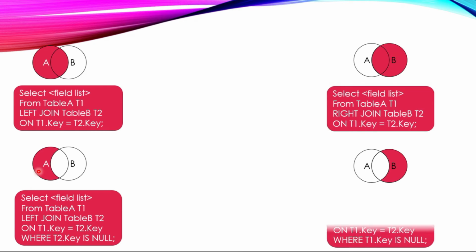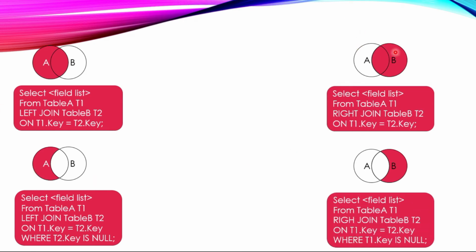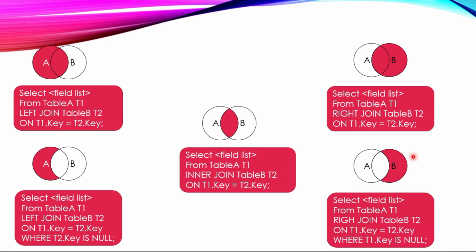This is your right join. Here you can see the right table plus the equal value of table A will be displayed. Only the value which does not match table A will be displayed to you. And last is your inner join. Inner join means out of both the tables, whatever is the common value, that will be displayed to you.